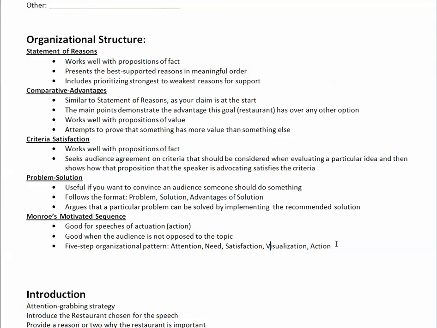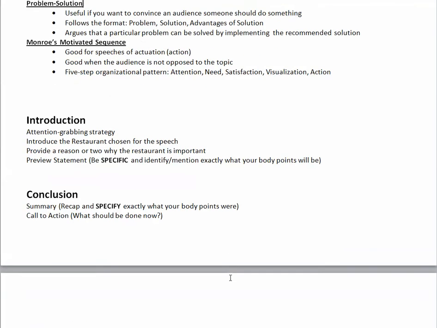And maybe discuss the advantages to that particular solution. So Monroe's motivated sequence is one that I know your book talks about, but you probably won't be approaching for this type of presentation. If you have specific questions on that one, you might just let me know.